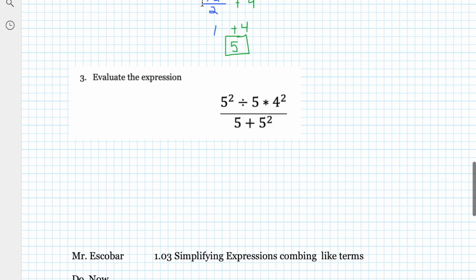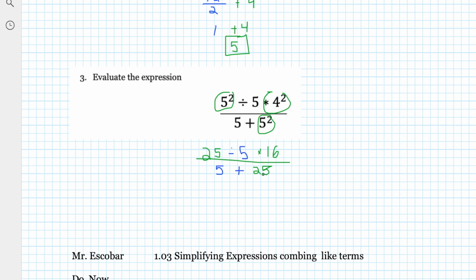And so now we go to number 3. All right, exponents first. There are separate ones, so I can do them separately and simultaneously. So 5 squared, 25, divided by 5, times 4 squared is 16, all over 5 plus 5 squared, 25.